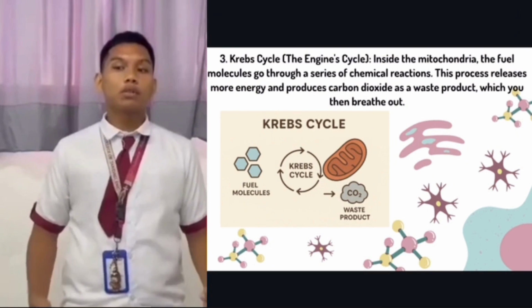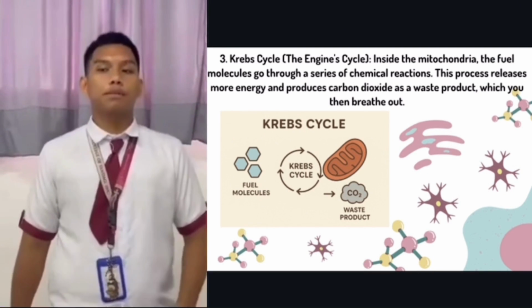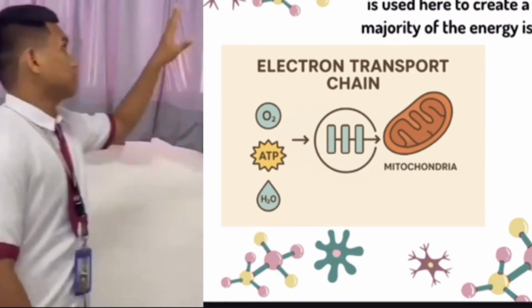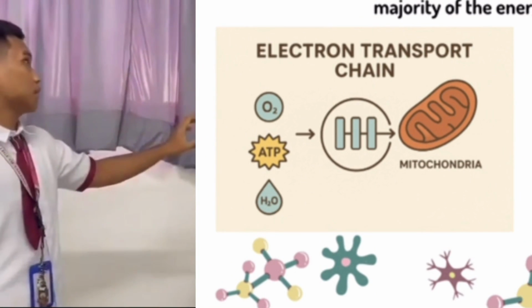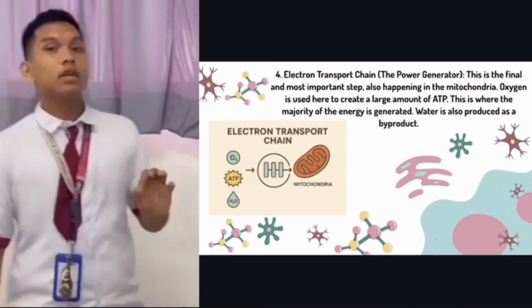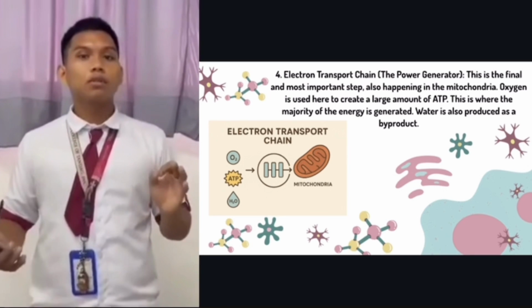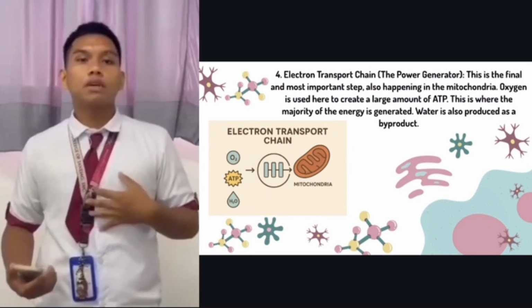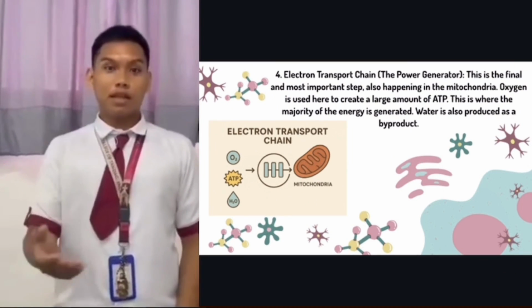Water is also produced as the byproduct. So here's the breakdown of the electron transport chain. First is the oxygen. In the middle part is ATP, and the last part is the H2O. So these three can merge and go into the mitochondria to create energy, so that our body will always be active. So that's my part, so let's tackle the next part.